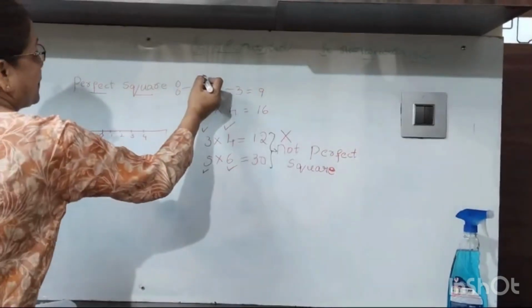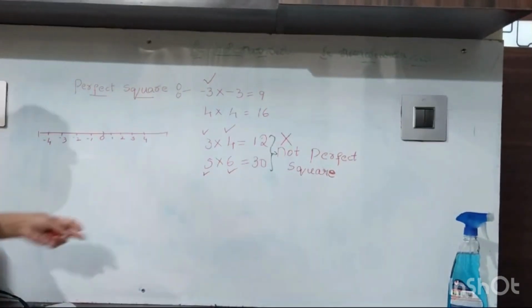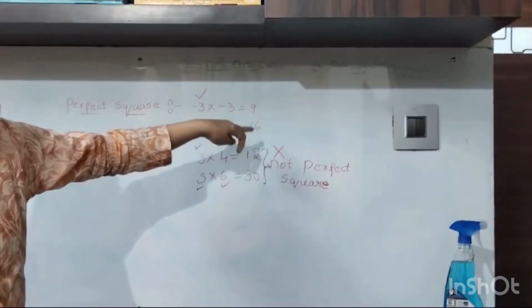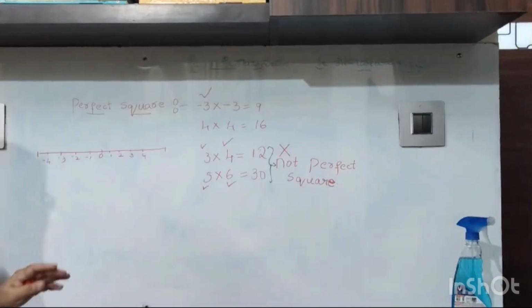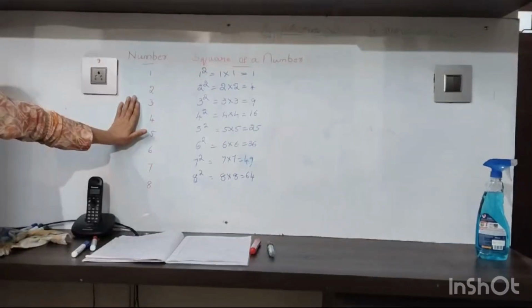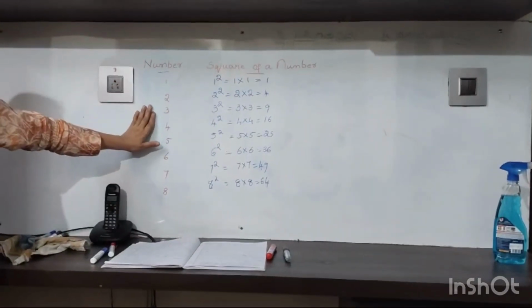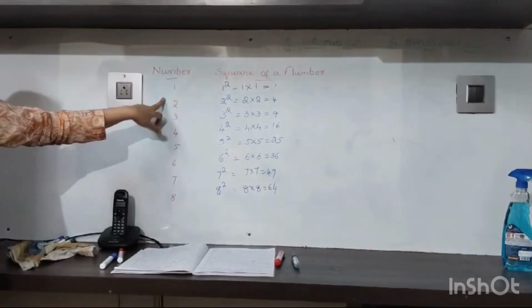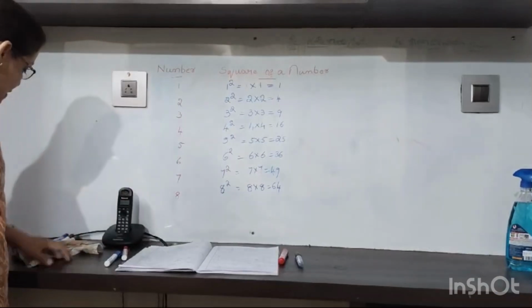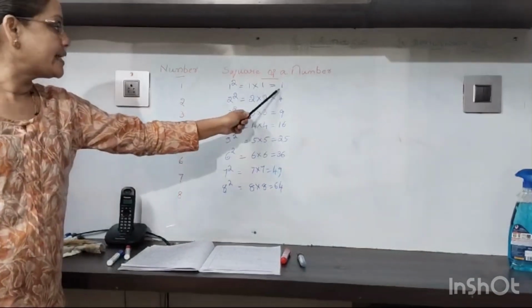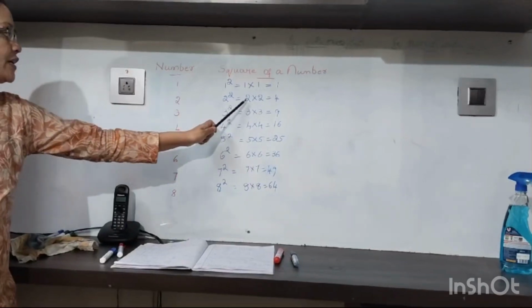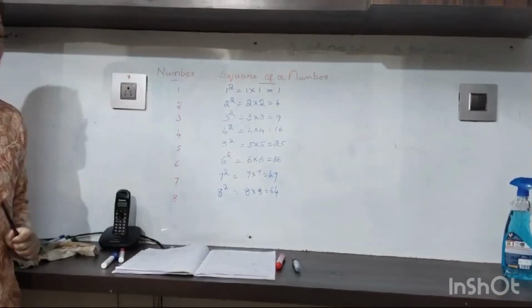I repeat again, a perfect square is a number which is multiplied by itself. Few more examples on perfect squares. Square of a number. 1 square. 1 into 1 is equal to 1. 2 square. 2 into 2 is equal to 4.